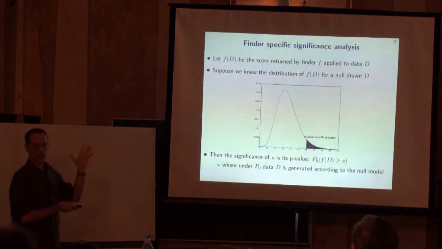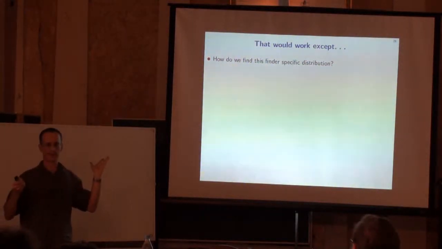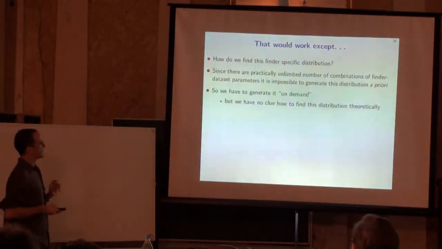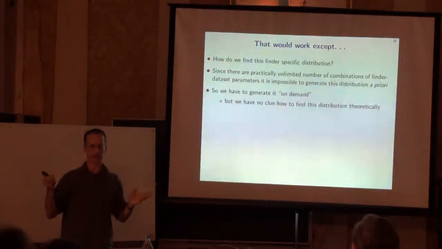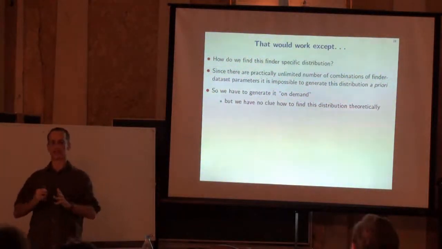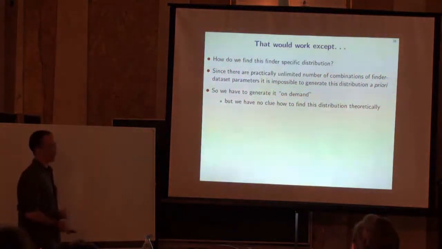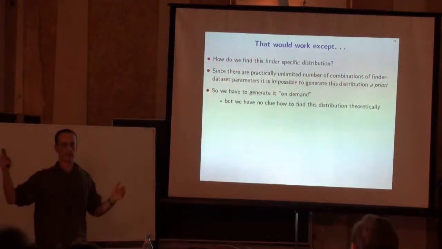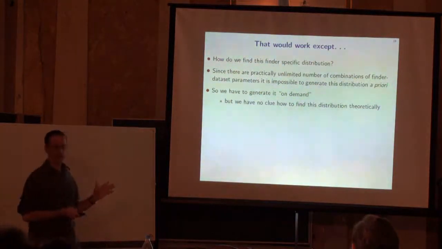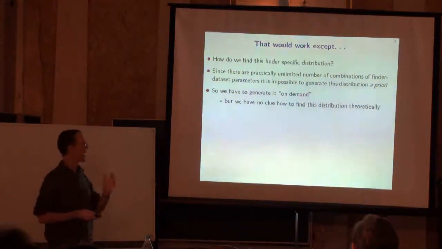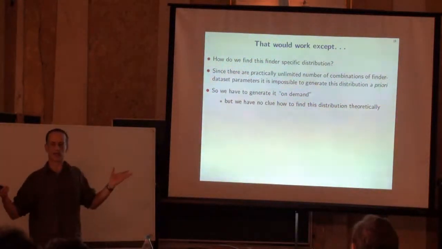Okay, that would work, except how do I find this finder-specific distribution? The problem is there are practically unlimited combinations of finder and dataset parameters. Every time you change the number of sequences, their length, their composition maybe, that changes the graph, that changes the distribution. So that means we have to generate this finder-specific distribution on demand. But the problem is, I have no idea how to do it theoretically.